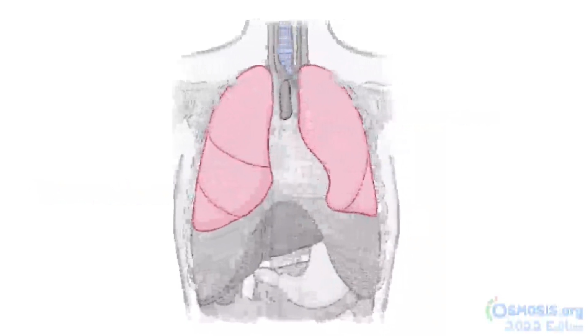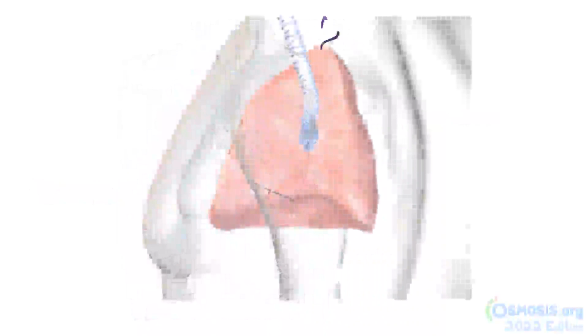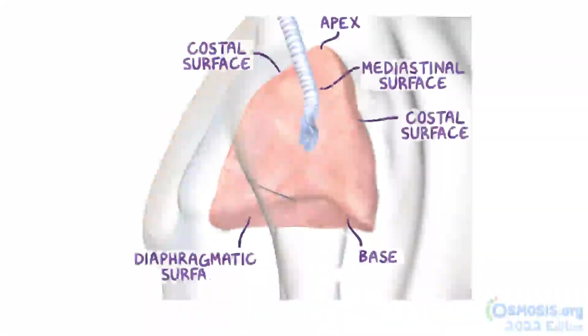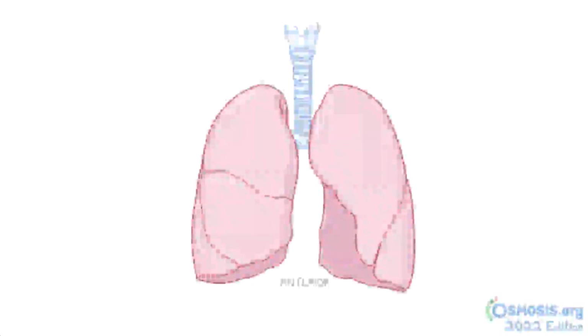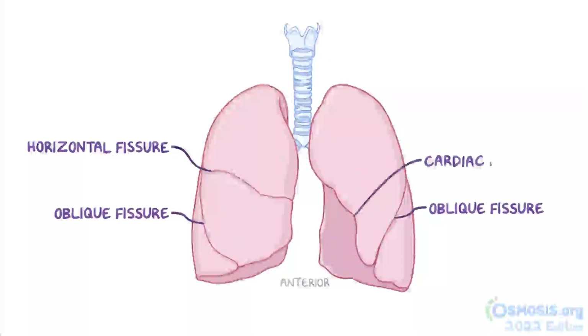Alright, as a quick recap, the lungs are located on each side of the thorax and are covered by the pleura. They have an apex, a base, 3 surfaces, costal, mediastinal, and diaphragmatic, and 3 borders, anterior, inferior, and posterior. The right lung is divided by the horizontal fissure and oblique fissure into 3 lobes, while the left lung is divided by the left oblique fissure into 2 lobes, and, due to the cardiac notch, on the anterior-inferior aspect of the superior lobe, there's the lingula.